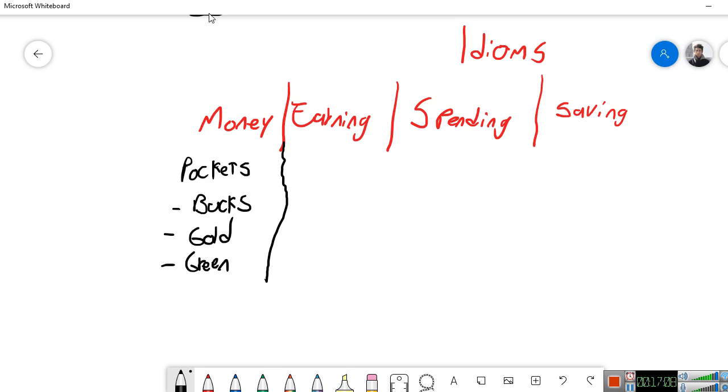What is the difference between earning and saving? Earning is what you get, and saving is what you get but you don't spend it. So you save it for the future. Oh, okay. Thanks. All right.